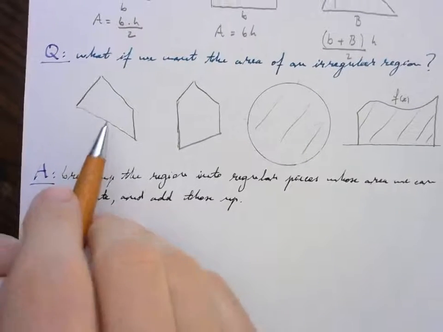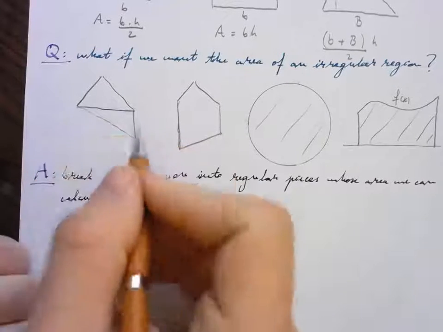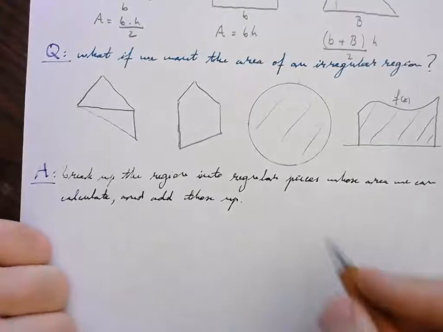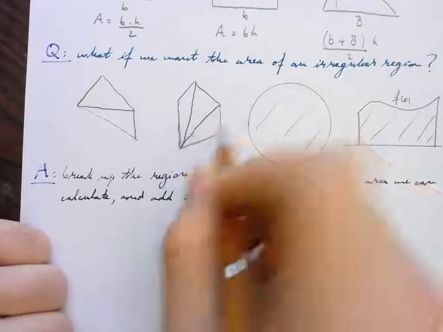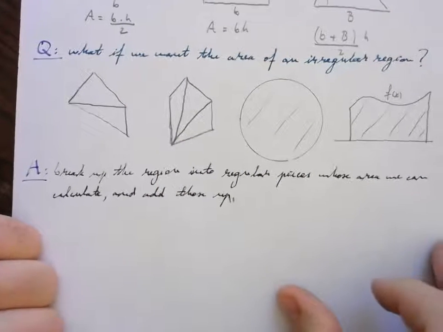So for this first shape right here, what I can do is draw a line this way and then I'm going to add the area of these two triangles. For the pentagon, I'll do a similar thing. I'll draw a line here and here, then I get three triangles whose area I know how to calculate.